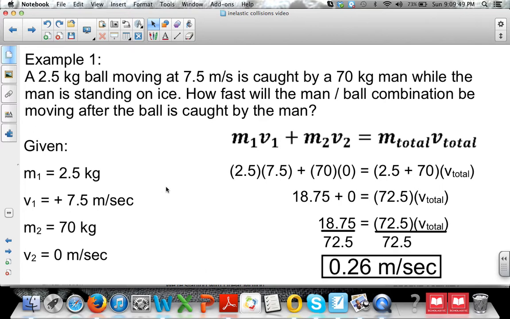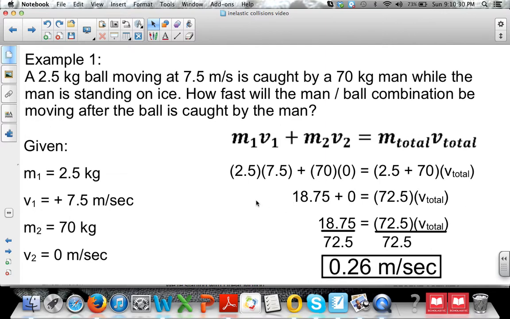So this is inelastic because he's catching the ball and he's going to become one object with the ball because he's hanging on to that. So given we have mass 1, I'm going to call object 1 the ball. So mass 1 is 2.5 kilograms. They gave us that. Velocity 1, I'm going to say it's positive 7.5 meters per second. And then the man is going to be object 2. He is 70 kilograms. And his velocity is 0 because he's just standing there. So what I'm looking for is going to be the velocity. It says how fast will it be. And I know both the masses, so I'll be able to plug those in for mass total.